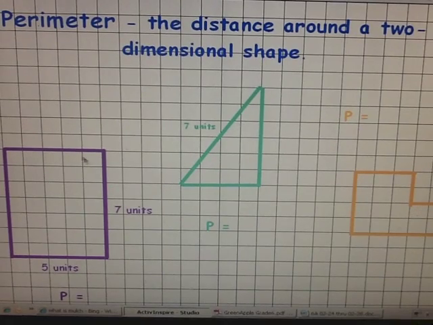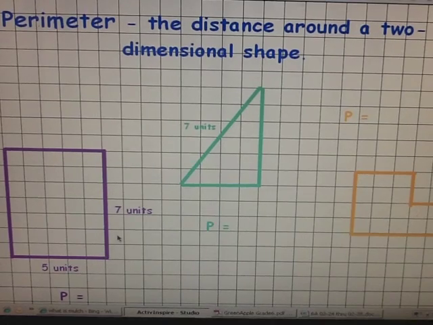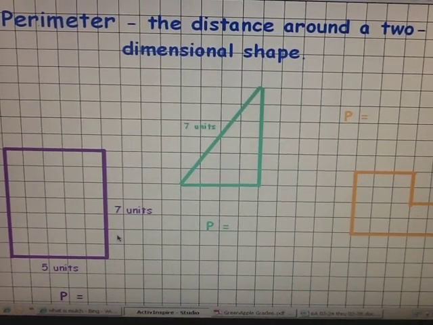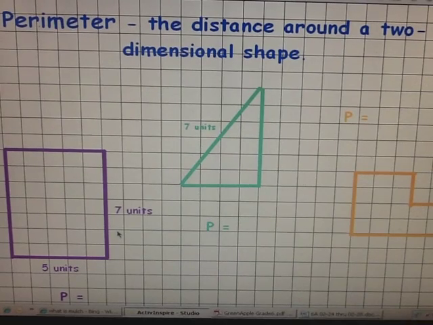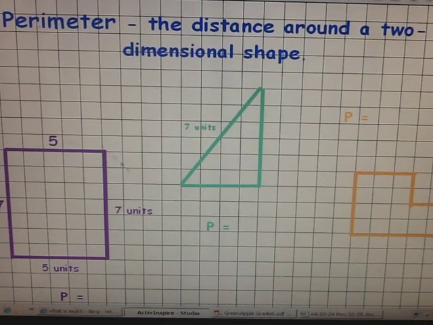So for our rectangle down here, our purple rectangle, you'll notice we only have two side lengths. But we know the characteristics of a rectangle say that opposite sides are congruent. So if the right side is 7 units, that means the left side will also be 7. The bottom is 5, then the top is going to measure 5 as well. To find the perimeter, we just add up all the measurements. 5 plus 7 is 12, plus 5 is 17, plus 7 is 24. So our perimeter is 24 units.